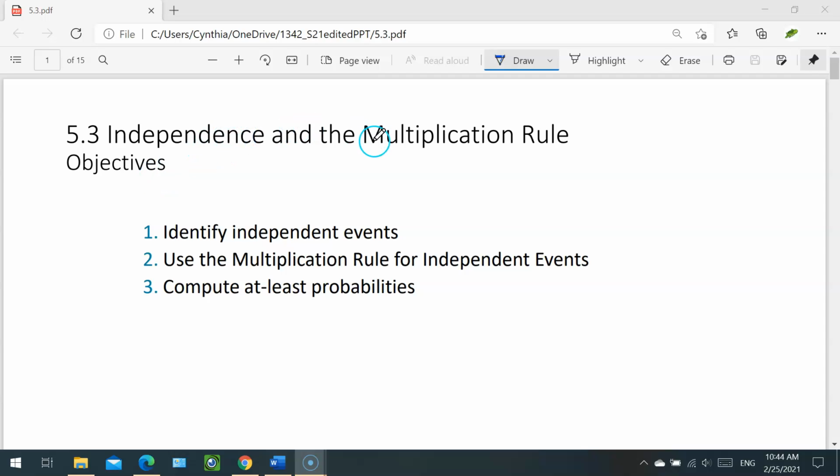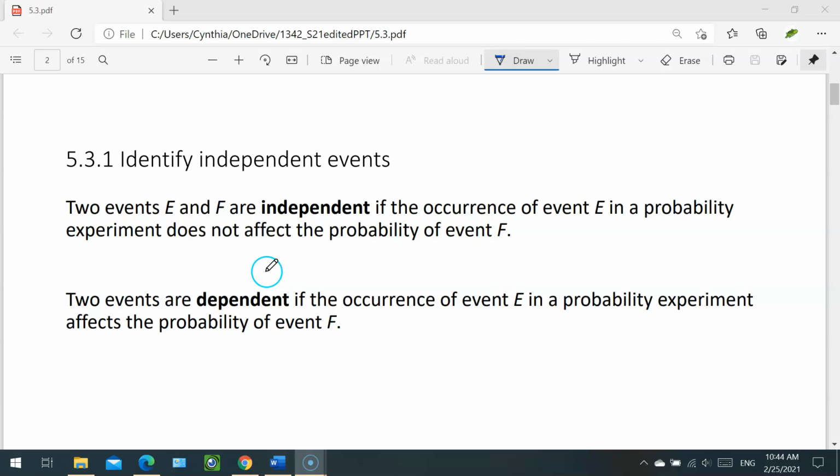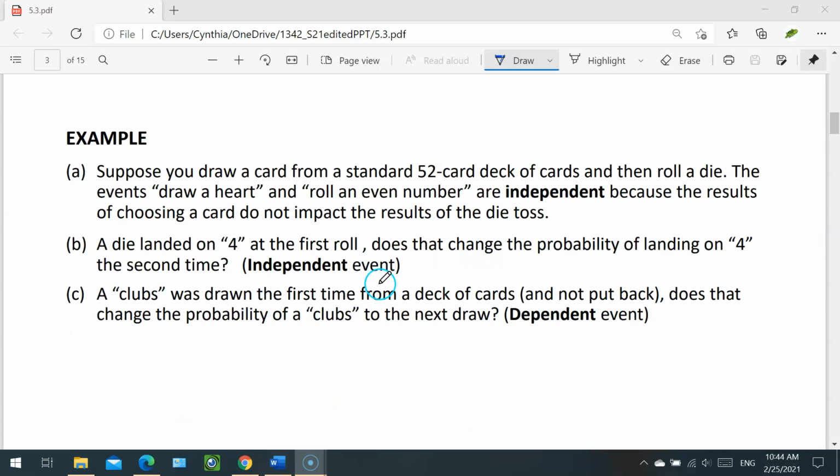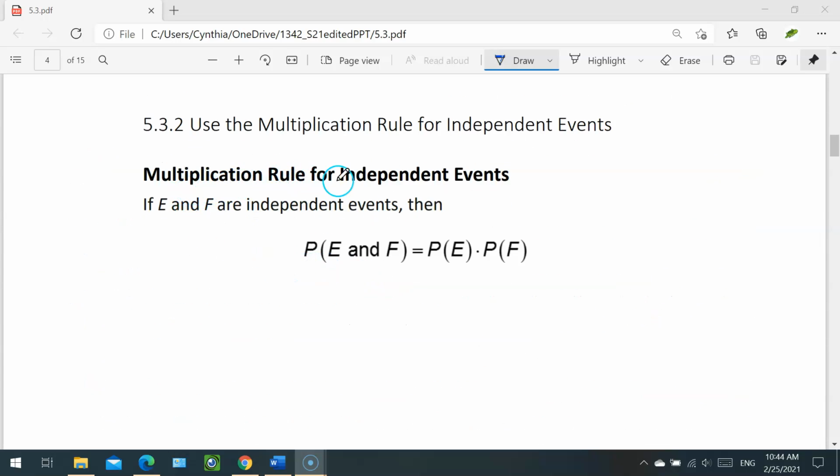Is independent and the multiplication rule. Independent event means that the occurrence of the event E does not affect the probability of the event F. So the multiplication rule for independent events: if the events E and F are independent, then to find the probability of event E and event F, you simply multiply the probabilities of the two events.